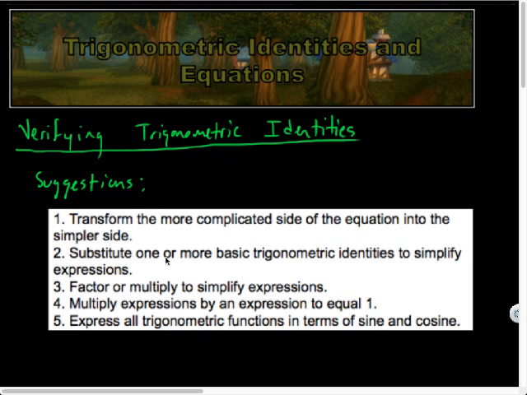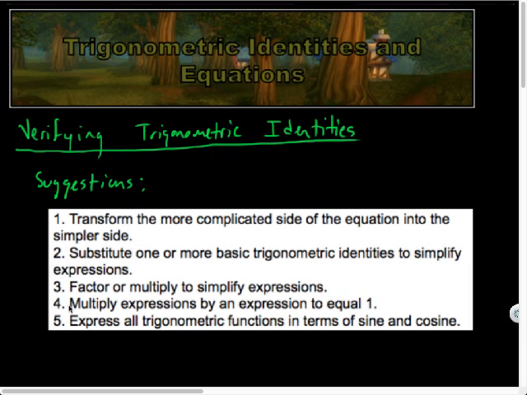Another way is to substitute one or more basic trig identities to simplify expressions. Also like last night's quest, if I have a Pythagorean identity that I can swap out with something else, or a reciprocal identity, or a quotient identity, I'm going to use those back and forth as it makes sense, if rearranging is going to allow me to get something simpler. Third, this one's where some of our algebra skills are going to come into play. You might want to factor to simplify, or sometimes maybe even multiply.